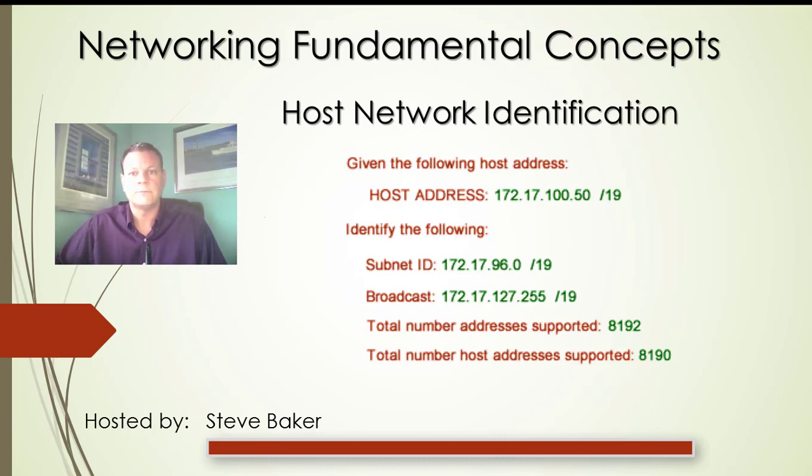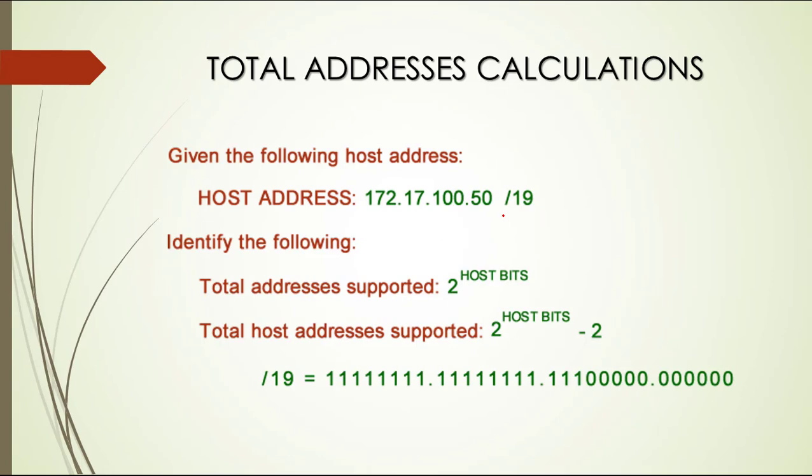So, let's get started. When we're given a host address and a corresponding subnet mask, we can tell a lot about that host just from the subnet mask alone. So before we actually dive into identifying the ID for this particular host, let's take a look at some of the things that we can determine right away. First and foremost, we can determine exactly how many addresses are supported within the network that this host resides.